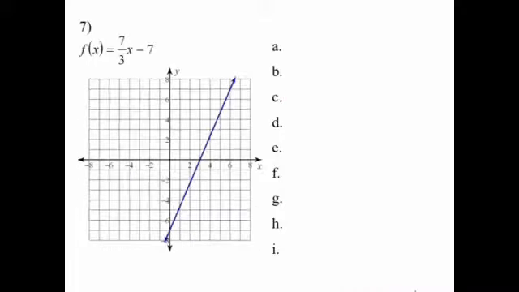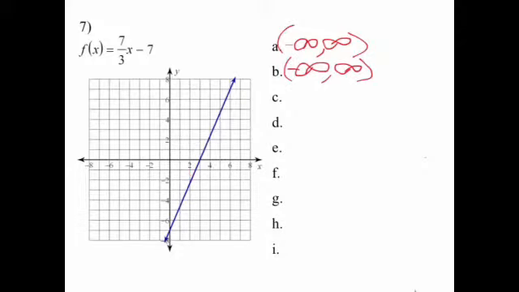And that's that one. Moving on to 7, domain and range is how far left and right, and then how far up and down it goes. This one goes left forever, and it goes right forever, and it goes down forever and up forever. So those are my domain and range.